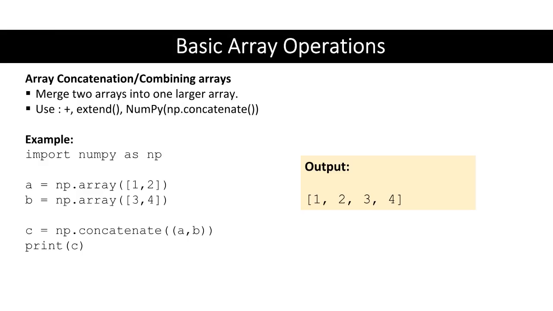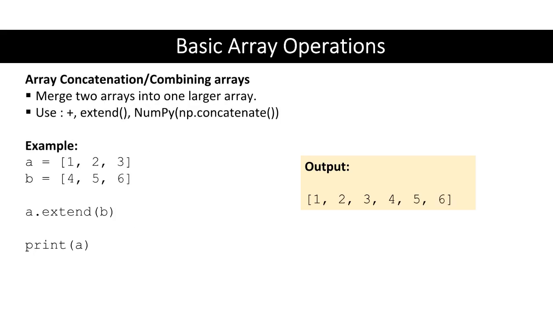This slide shows how to combine arrays using NumPy. np.concatenate, a, b, this merges 2 arrays into one continuous array. Output, 1, 2, 3, 4. This slide shows how extend works. A equals 1, 2, 3, b equals 4, 5, 6, a.extend, b, this adds all elements of b into a. Output, 1, 2, 3, 4, 5, 6. Unlike plus, extend modifies the original array.